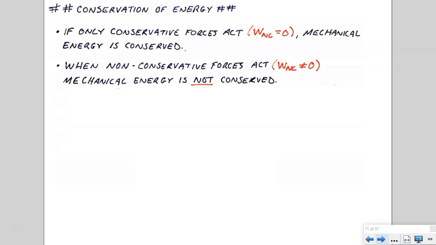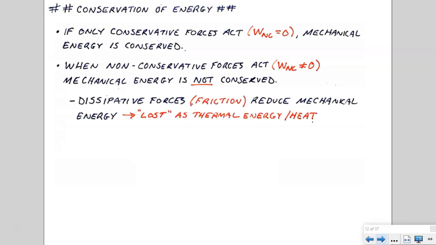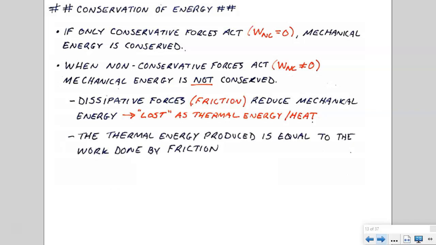Forces that transfer energy out of the system are called dissipative forces. Usually there is some form of friction that reduces mechanical energy in the form of thermal energy, either to the object or to the environment. The thermal energy produced is equal to the work done by friction. So in both cases, energy is ultimately conserved.